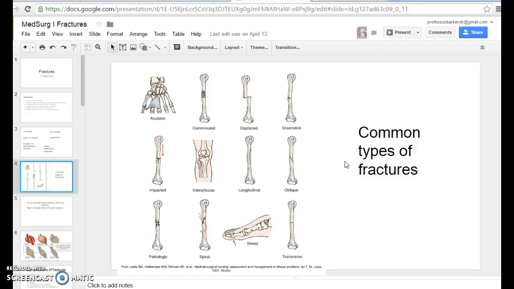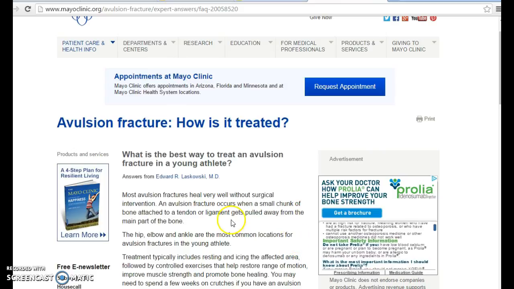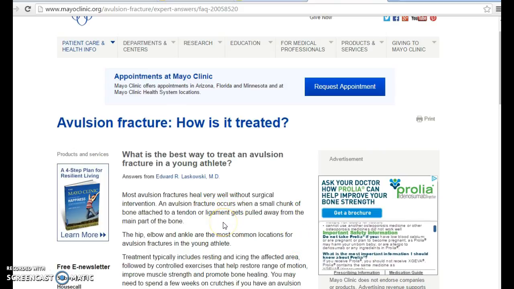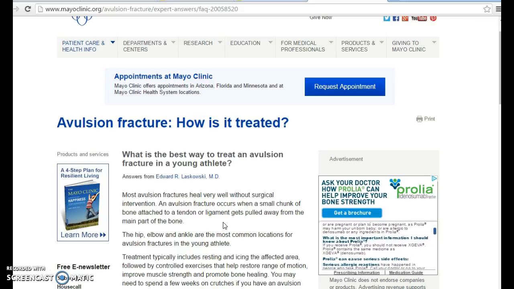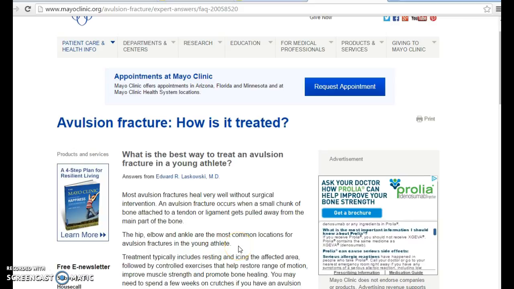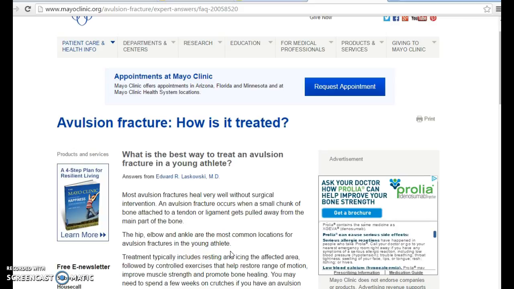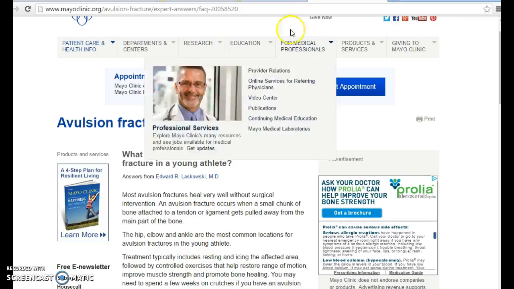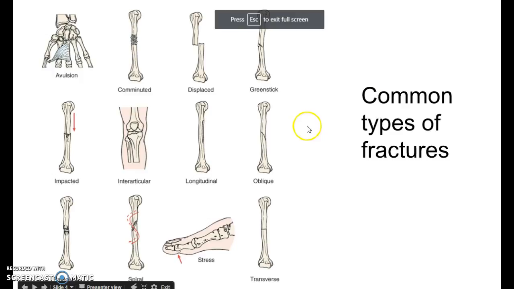Here's a copy of that same chart that's in your book on 972. And I had to look up this one, an avulsion fracture. I didn't know what that was. But here's what Mayo Clinic says: an avulsion fracture occurs when a small chunk of bone attached to a tendon or ligament gets pulled away from the main part of the bone. Hip, elbow, and ankle are the most common locations, and it looks like it occurs in young athletes. It says usually you don't have to have surgical intervention. That sounds pretty nasty to me. So if you're like me and you didn't know what an avulsion fracture was, there you go.